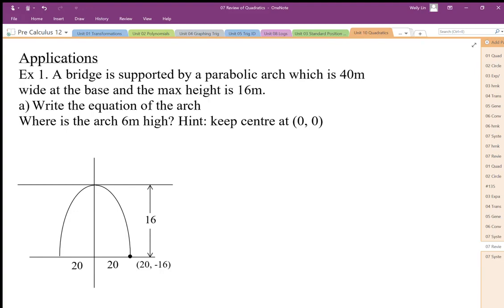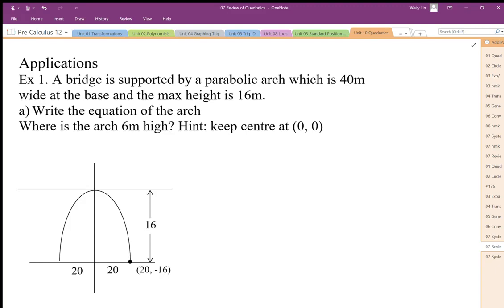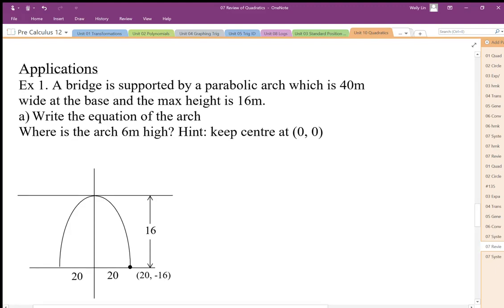These are some application problems of quadratics. Here we have a bridge supported by a parabolic arch. In fact, quite a lot of building applications use these kinds of quadratic relations for arch shapes. First of all, they look nice, but they are also very functional.